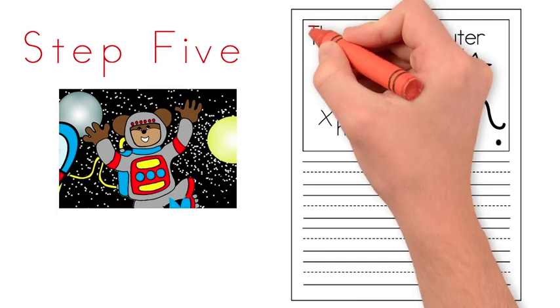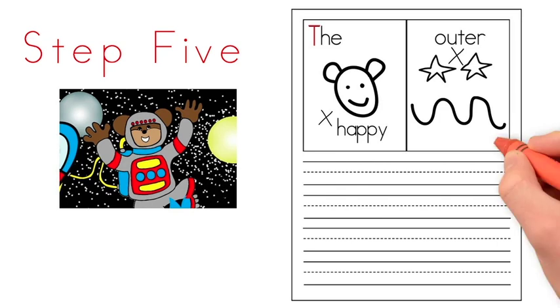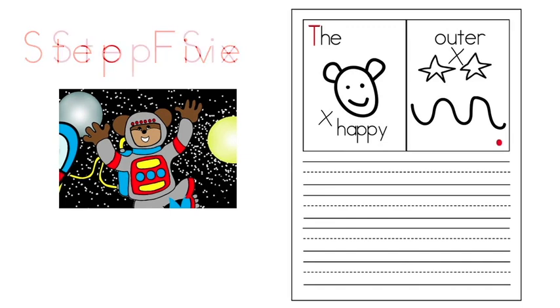Trace the capital T in the first word of our sentence, the. Yay! We have the capital at the start of our sentence. Next, go to the end of our sentence. The happy bear floated in outer space. Trace the period. Yay! We have our period. That tells us where the sentence ends.